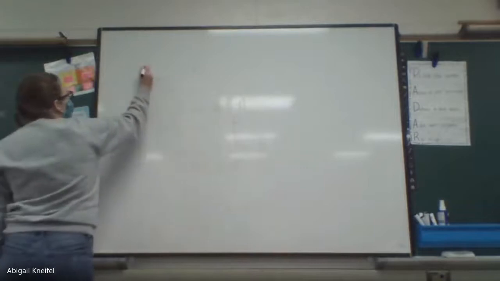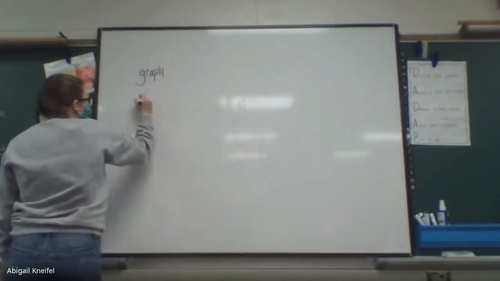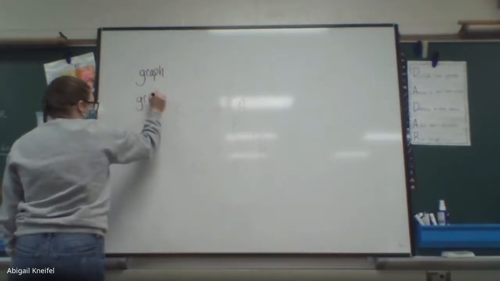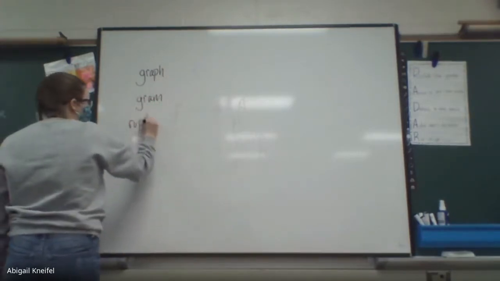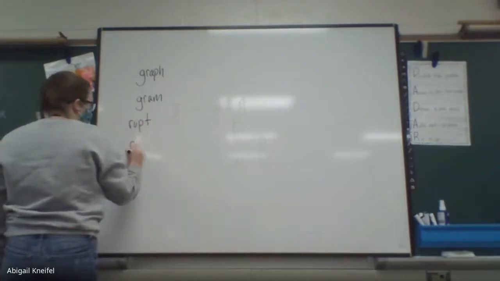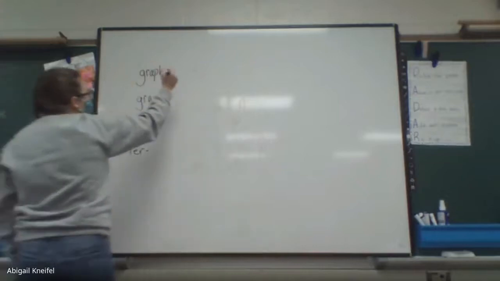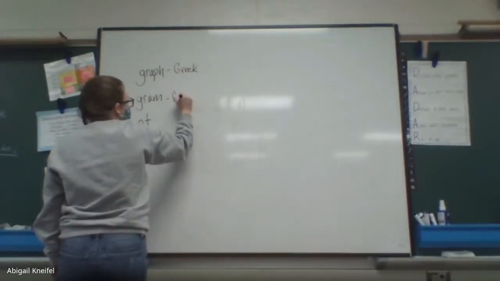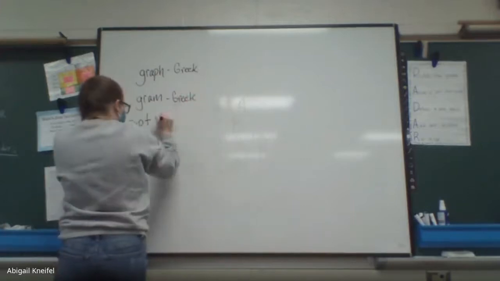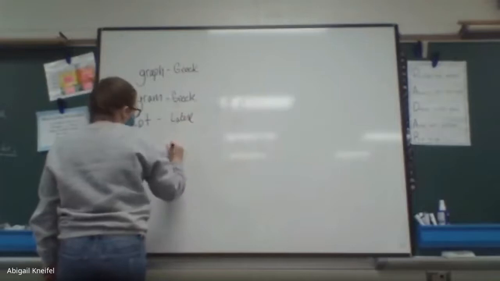Our roots are, we're learning graph, G-R-A-P-H, gram, G-R-A-M. We're learning rupt, R-U-P-T, and we are learning fer, F-E-R. So graph is a Greek root, comes from Greek origin. Same with gram is also Greek origin. And then rupt and fer are Latin origin, just in case you wanted to know that.